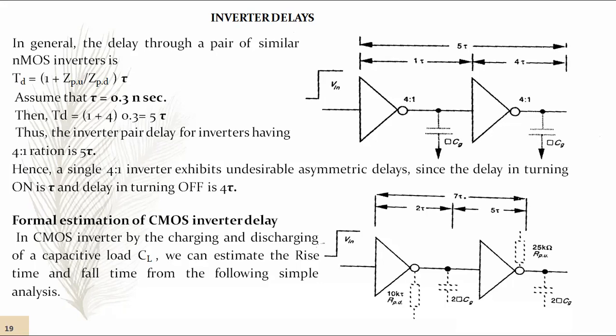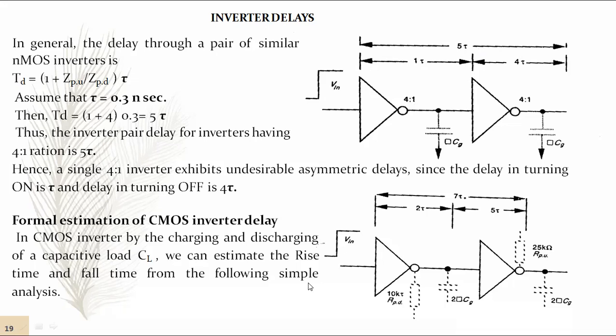In the NMOS inverter there are two transistors. The above transistor is called the depletion mode transistor, the below transistor is called the enhancement mode transistor. That is a ratio we have to maintain. Depletion mode is 4 and enhancement mode is 1, that is, the length to width ratio of the depletion mode is 4 and the length to width ratio of the enhancement mode is 1. So 1 tau for the enhancement mode device, 4 tau for the depletion mode device, total delay is 5 tau.